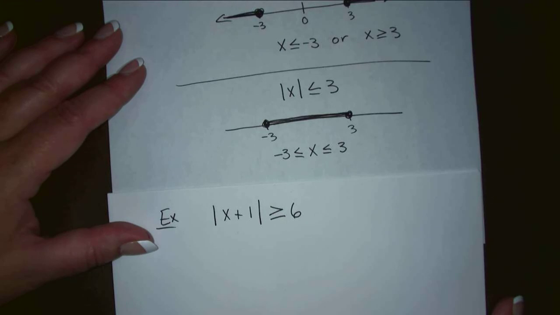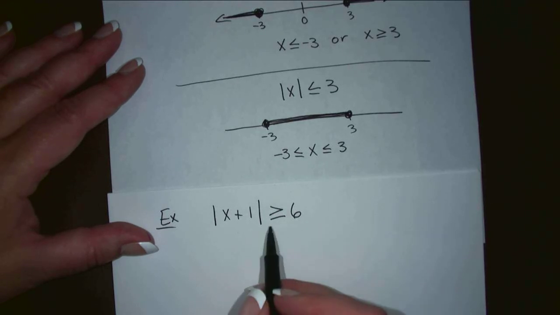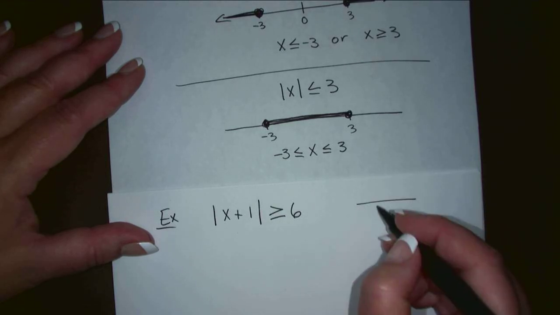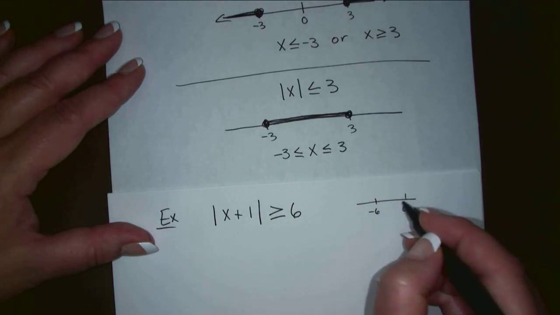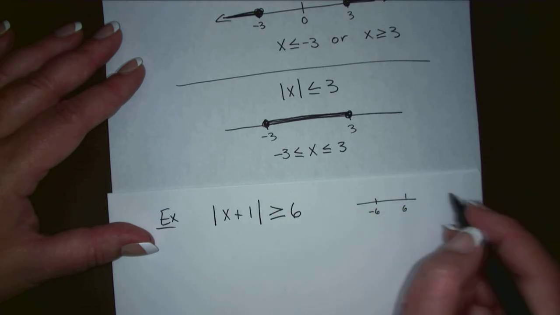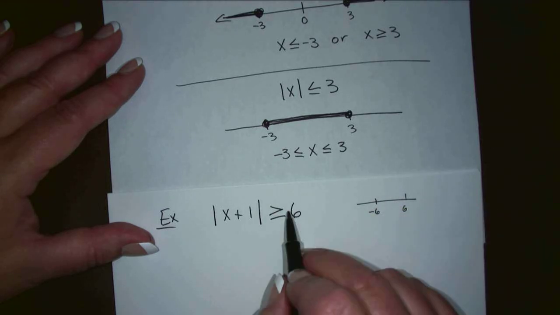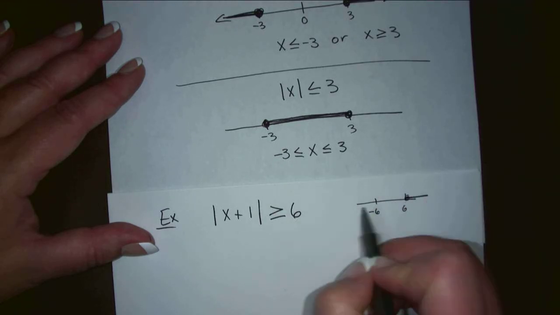So it has more than just an x in it. So what you do is you say, okay, well this is greater than 6. So here's -6 and here's 6. Is it in between the 2 or is it on the outsides? Outsides, because it's greater. So it's going to go this way and this way.